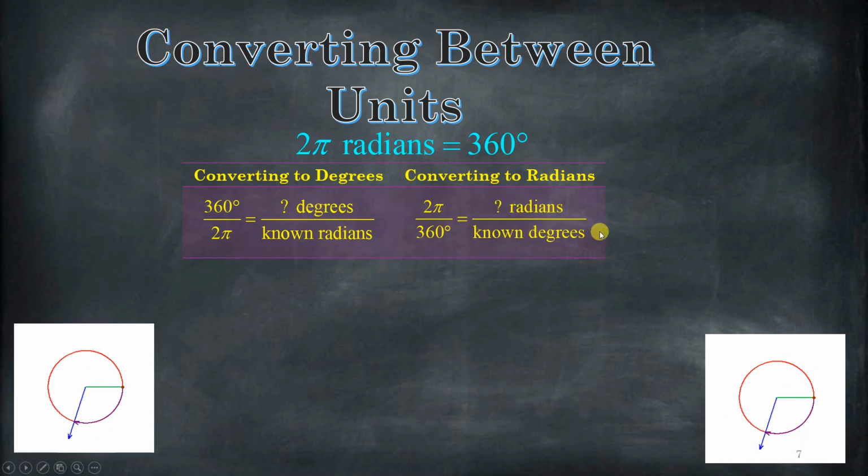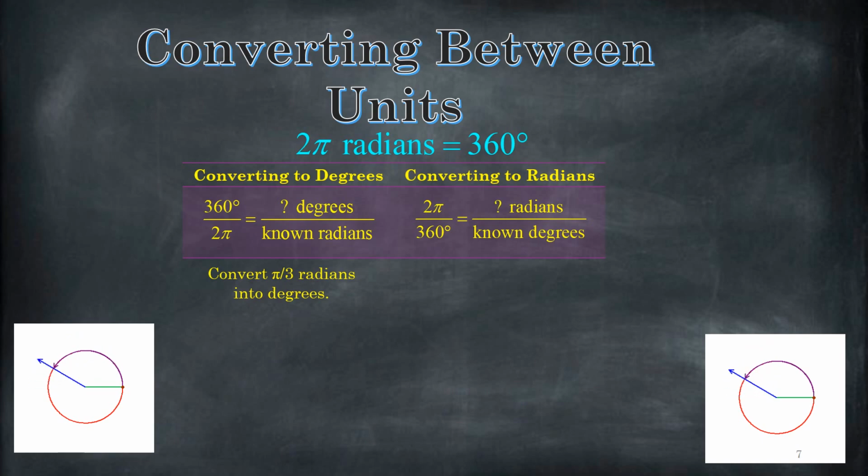There are other ways to go about it, but this is pretty easy to remember. Just set up your ratio of degrees to radians, put your unknown value in the numerator, and go ahead and set it up as a proportion and solve it. So let's see an example. Let's convert pi over 3 radians into degrees.